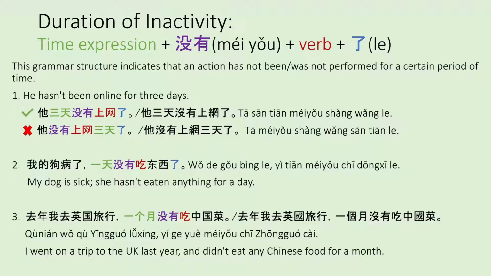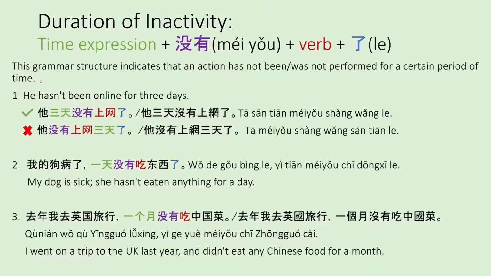This is a video on Lesson 18 Dialogue 1 and the 3 grammar points that are in the textbook. The first grammar point in this video is duration of inactivity, and this follows the structure of time expression plus 没有 plus verb plus 了. This grammar structure indicates that an action has not been or was not performed for a certain period of time.